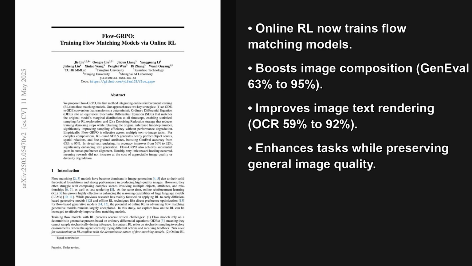From those impressive text rendering gains with Optical Character Recognition Reward, it's clear that Flow-GRPO provides a robust framework. By integrating reinforcement learning directly into the training of flow matching models, it allows for targeted improvements in areas like aesthetics, human preference, and legibility, all while maintaining the model's general prowess. This really opens up new avenues for refining these powerful generative AI.